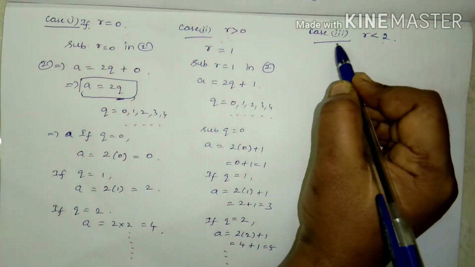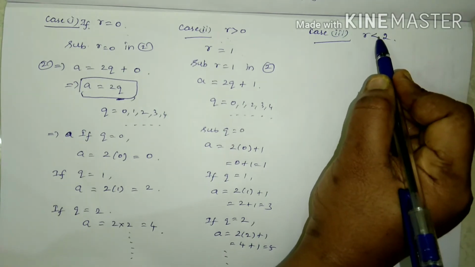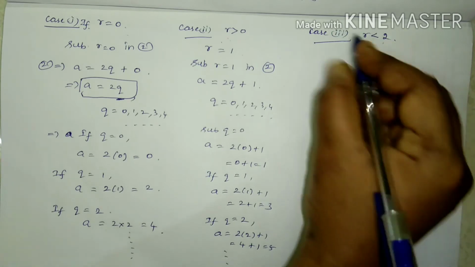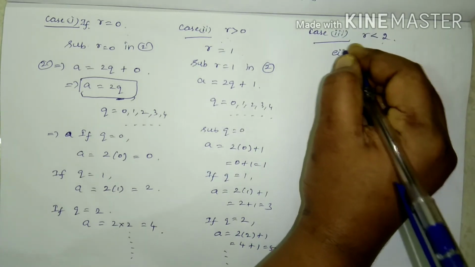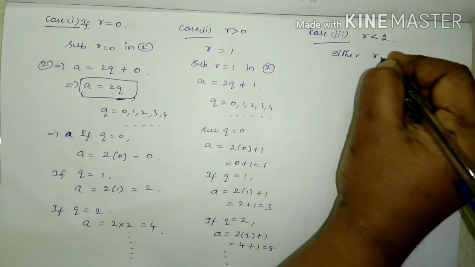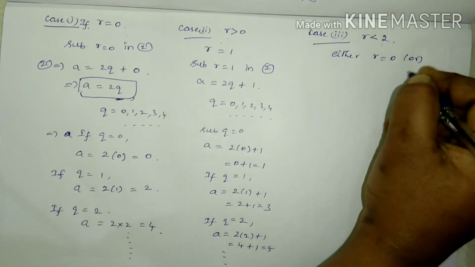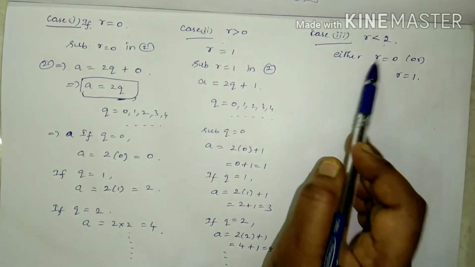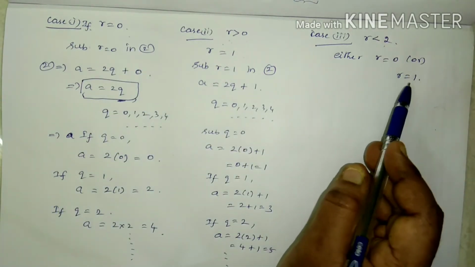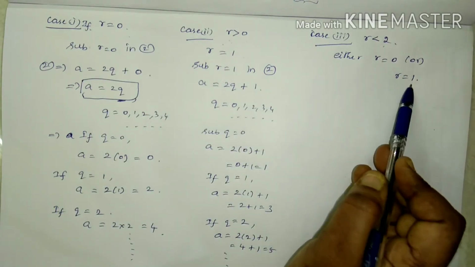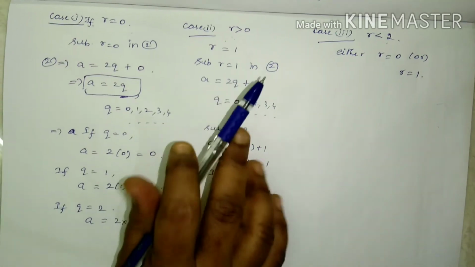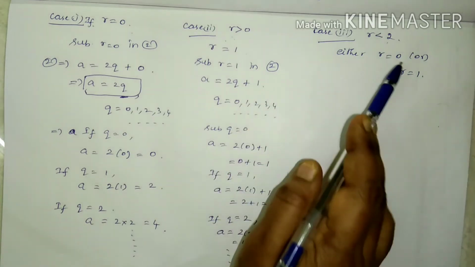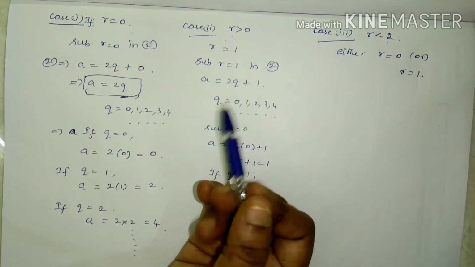Now we can consider our case 3. r should be less than 2. Less than 2 means we know either r can be equal to 0 or r can be equal to 1. That we have already proved in our case 1, r is equal to 0, and r is equal to 1 in our case 2 we have proved. So here we have nothing to prove in case 3. We have already proved those steps in our case 1 and case 2.